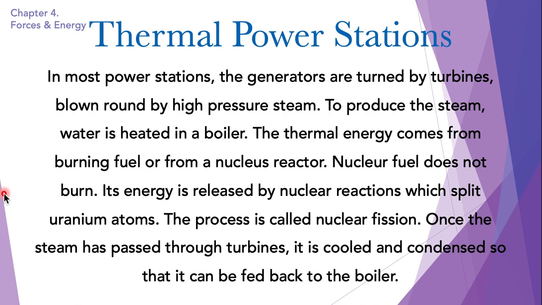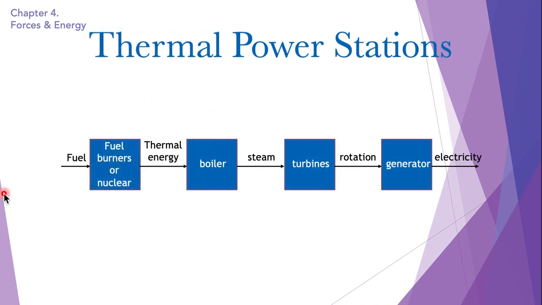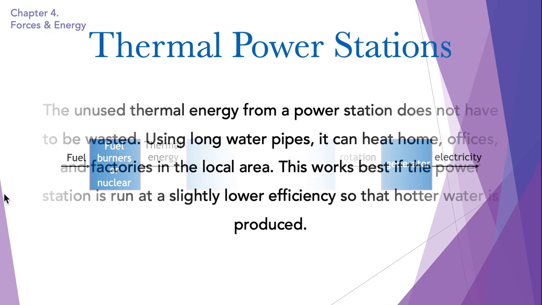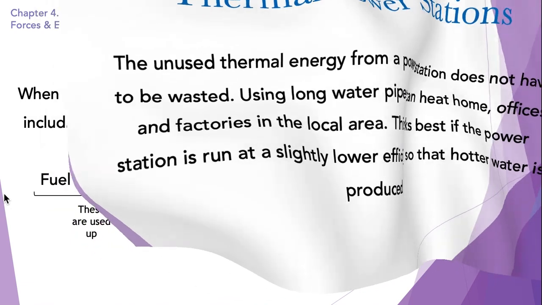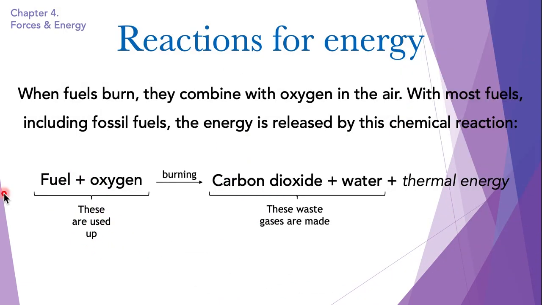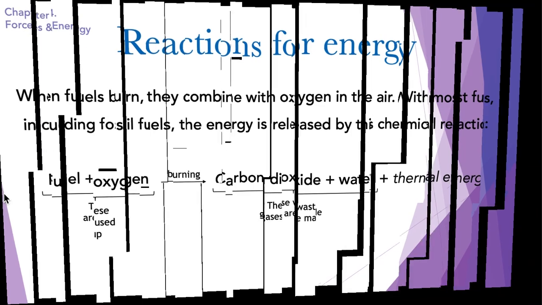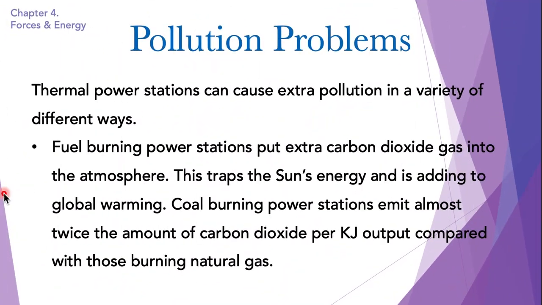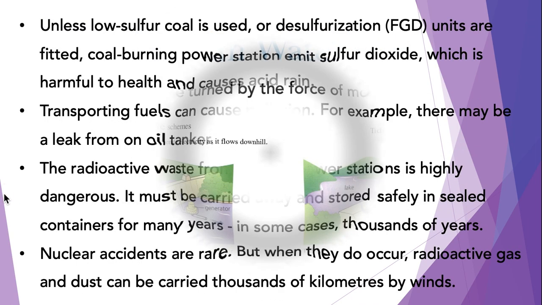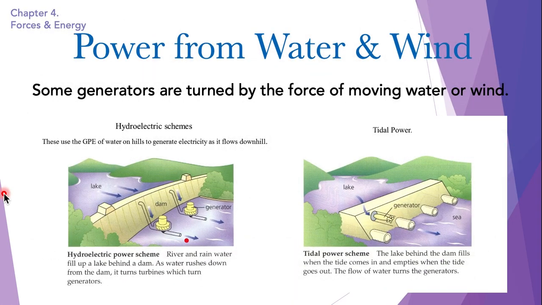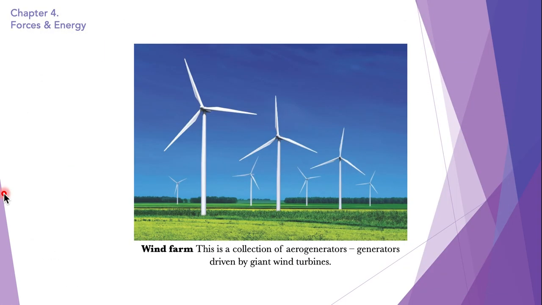What thermal power stations are, the different steps of the thermal power stations, how it is done, how the generators provide electricity, what the unused thermal energy from the power station does, and the reactions for energy. After this, we read about the pollution problems thermal power stations cause. A lot of pollution problems. And then we understood how we can make power from water and wind, the different ways we could do this.